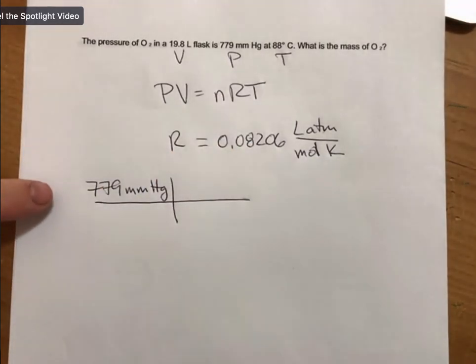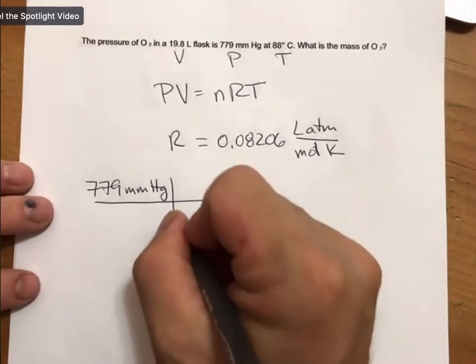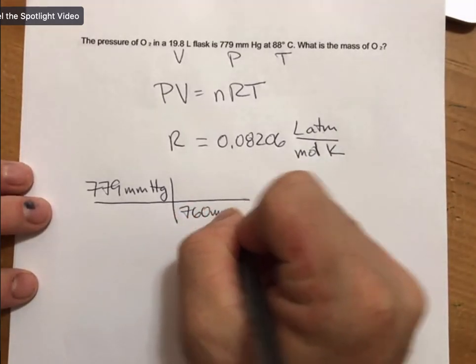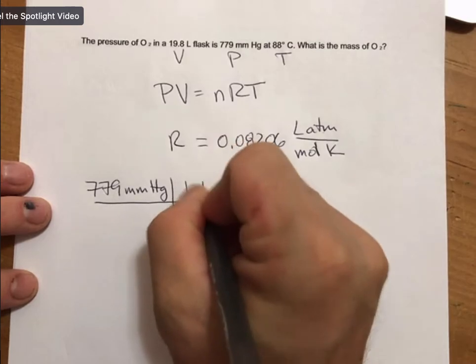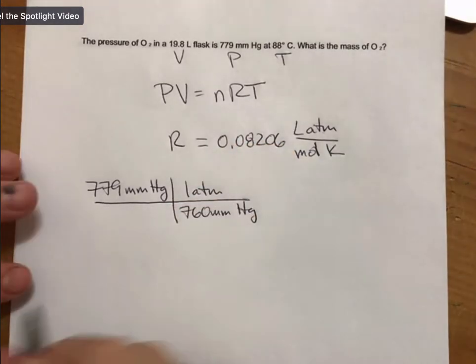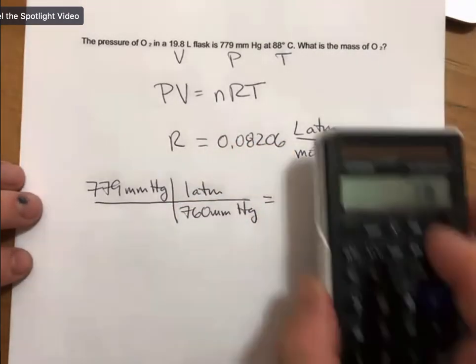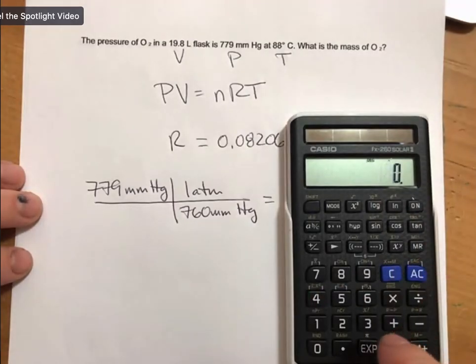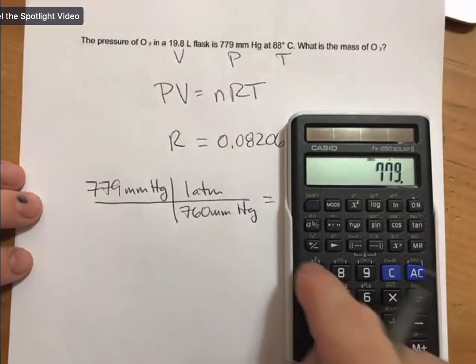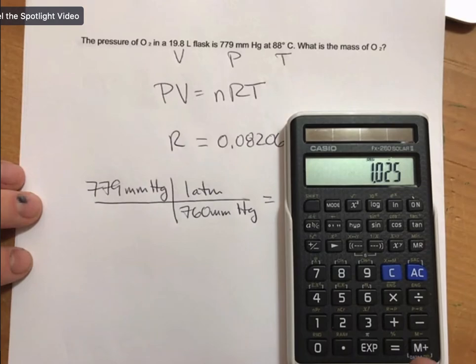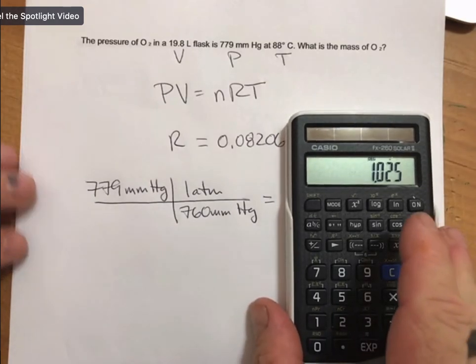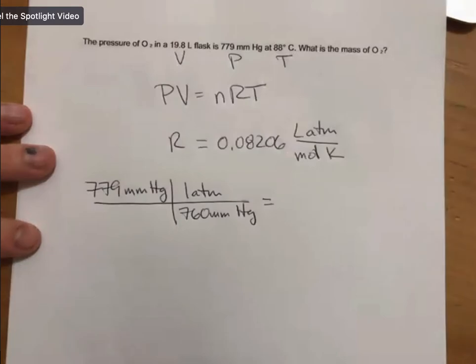From the conversion and equation sheet, I know that 760 millimeters of mercury is 1 atmosphere. So 779 divided by 760 is 1.025, or to 3 sig figs, 1.03.